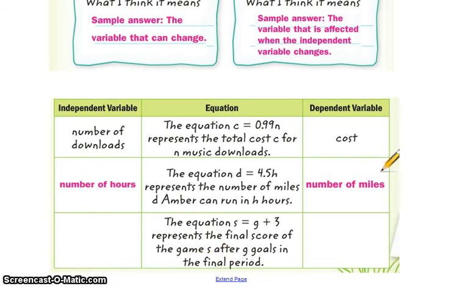In this equation, s equals g plus 3 represents the final score of the game, s, after g goals in the final period. So in this problem, what depends on what? Does the score depend on how many goals? Yep. The final score depends on the number of goals. So the number of goals is what you choose. That would be along the x-axis. Up the y-axis then would be your final score, your dependent variable.